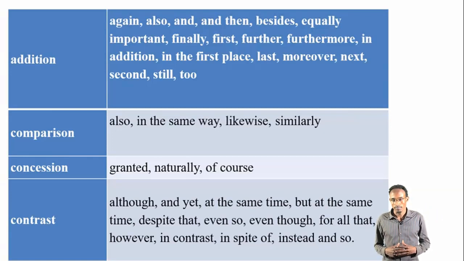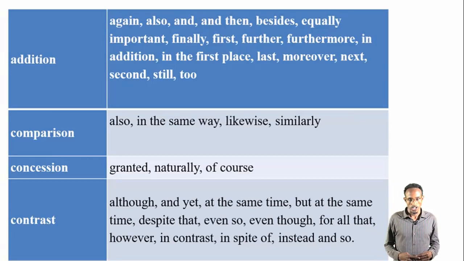And there are also some transitions for comparison, like "also," "in the same way," "likewise," "similarly." And when we come to concession, "granted," "naturally," "of course." And the last is contrast, how we contrast ideas: "although," "and yet," "at the same time," "but at the same time," "despite that," "even though," "for all that," "however," "in contrast," "in spite of," "instead," and "still."